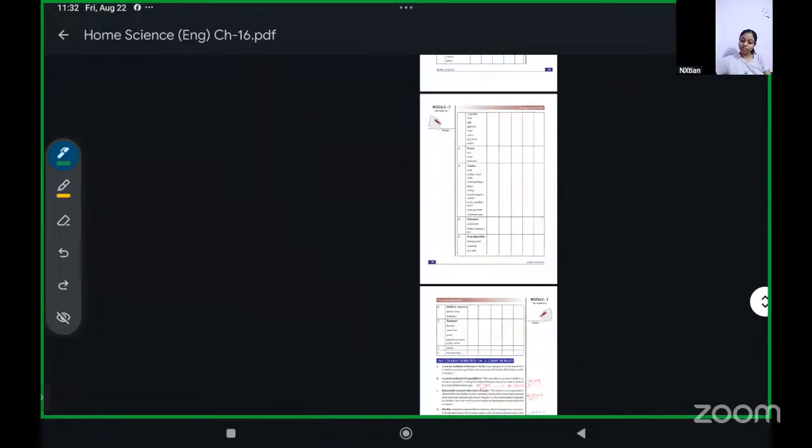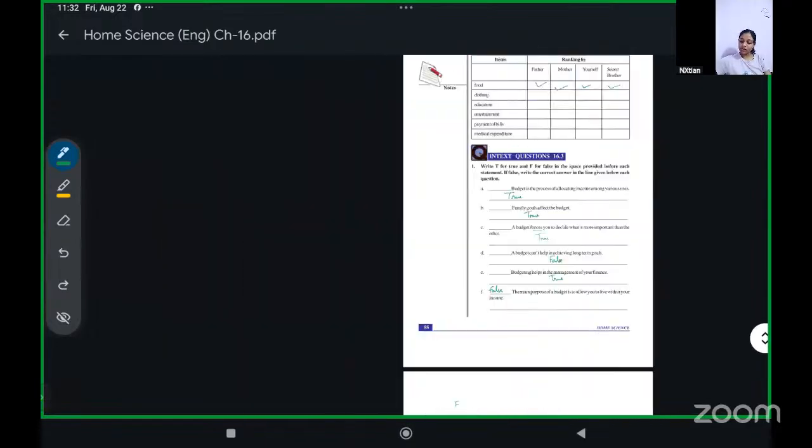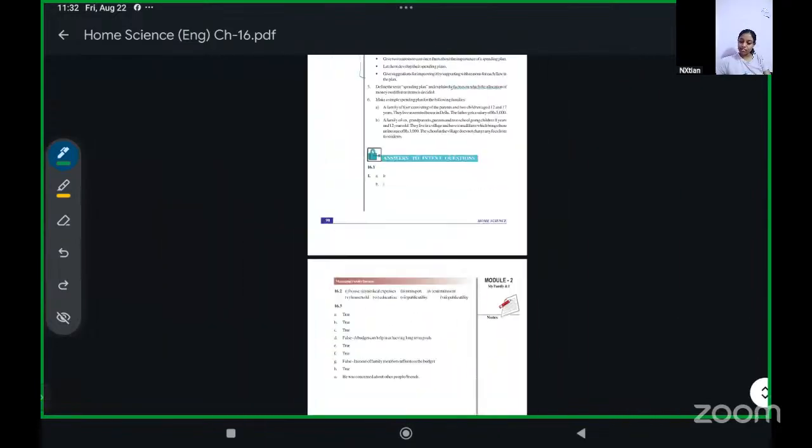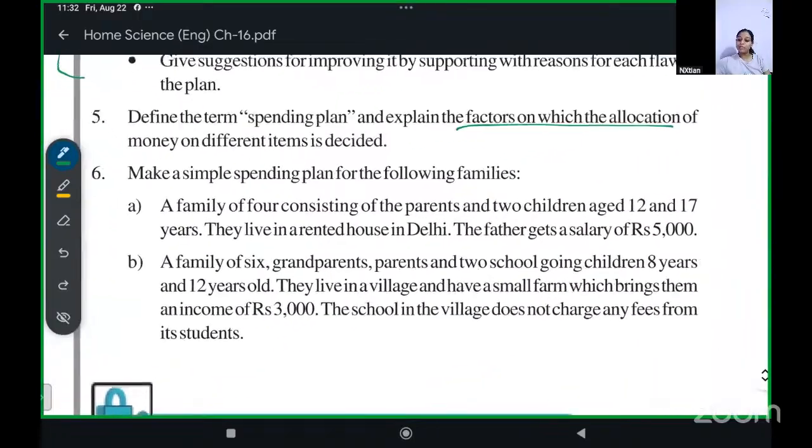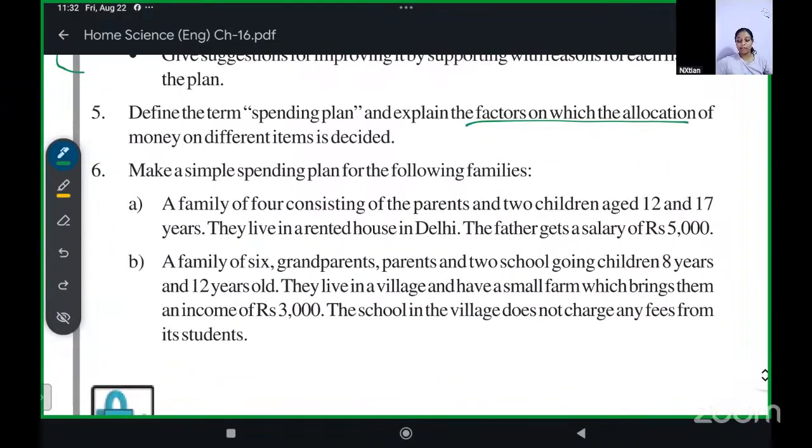Now, I'm going to give you the last 2 questions as homework. Make a simple spending plan for the following families. Family of 4, consisting of the parents and 2 children aged 12 and 17 years. They live in a rented house in Delhi. The father gets a salary of 5,000 rupees. How they can manage with a salary of 5,000 rupees.